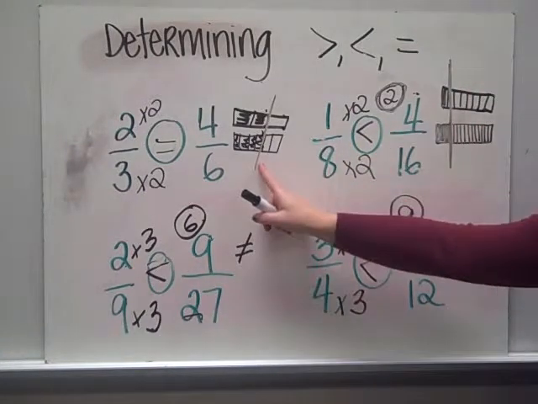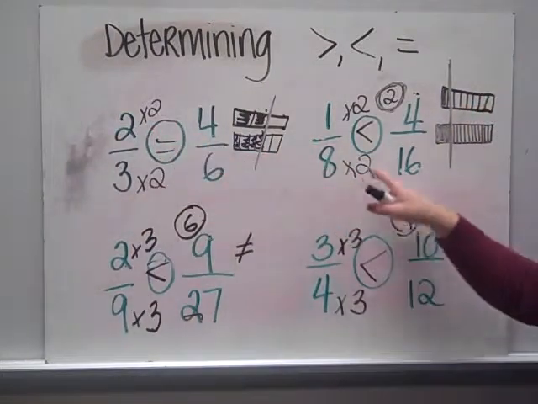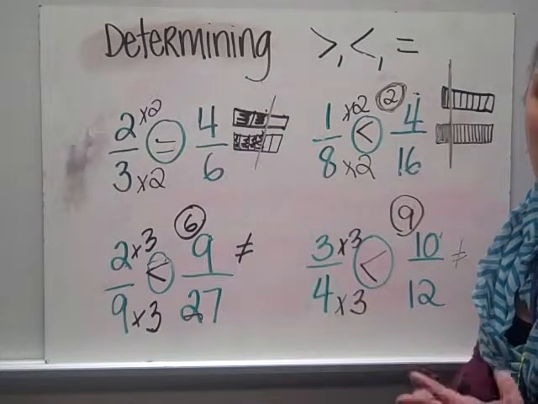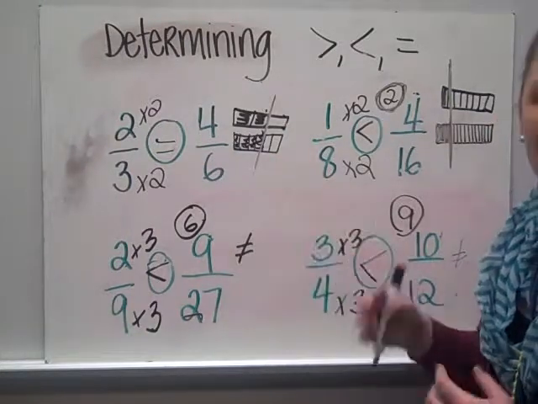So pictures can help you, but the common multiplier is going to be easier. It's also going to be faster, and it's also going to be more accurate than us trying to hand draw. Okay?